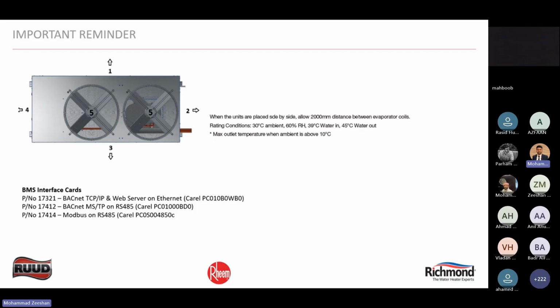In case you have multiple heat pumps, if you are facing an evaporator side, we recommend 2 meters of distance between the evaporators, just to ensure enough airflow is there between the heat pumps.